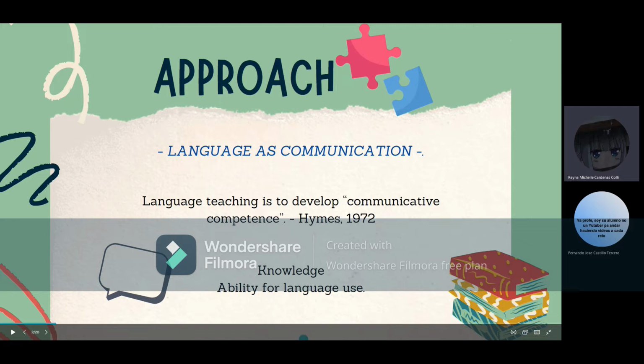According to Hymes, the goal of language teaching is to develop what he called communicative competence, which he defines as what a speaker needs to be competent in a speech community. He also mentions that those who acquire this communicative competence acquire both knowledge and ability for language use.